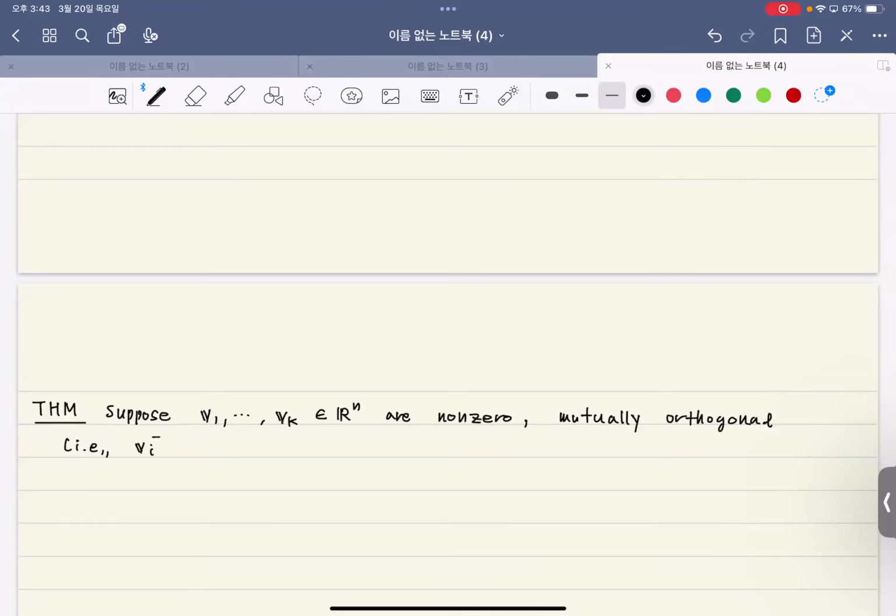Also, we talked about this basis system. Do you remember this? When we tried to figure out the matrix for the projection and reflection, we were working on this basis.